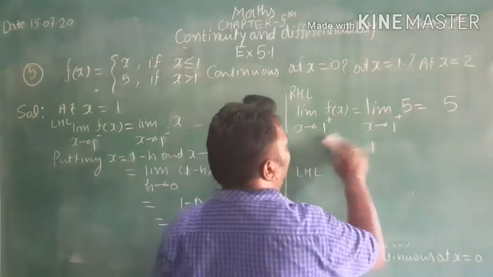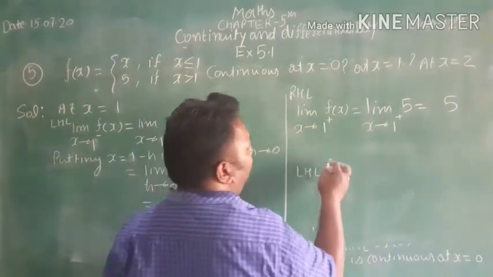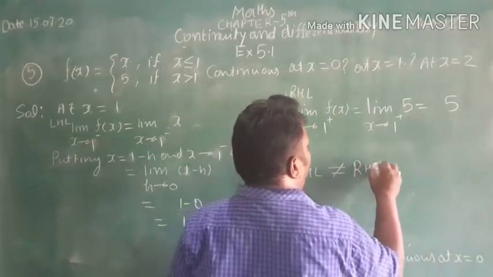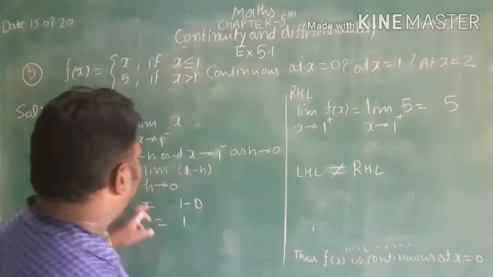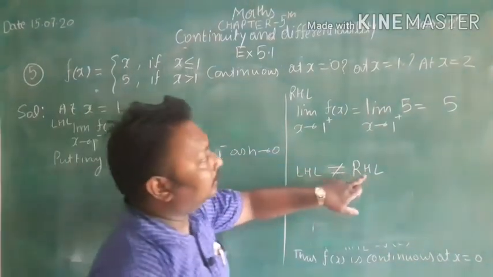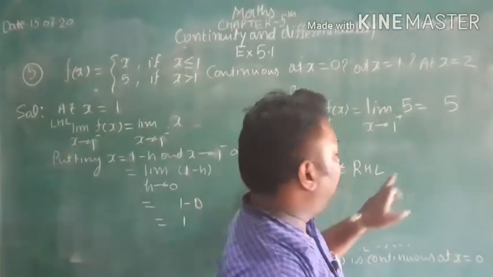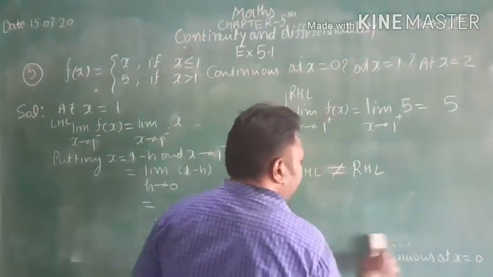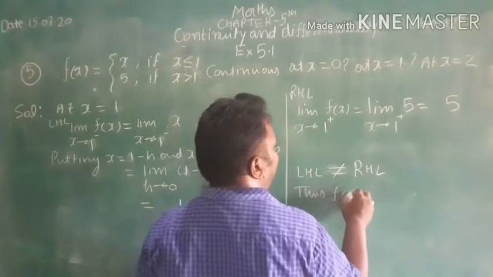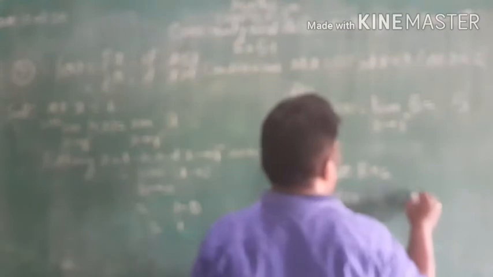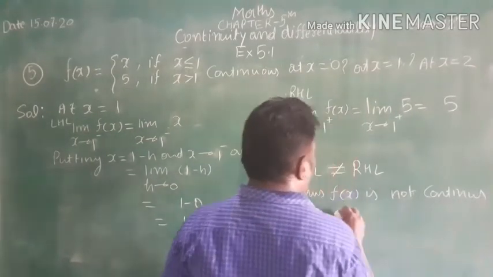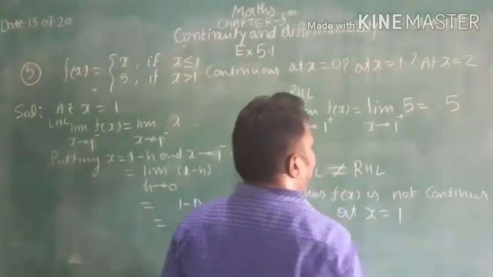So LHL, if LHL does not equal RHL, then we don't proceed. Write down LHL does not equal RHL, because value of the LHL is 1 and value of the RHL is 5. So LHL does not equal RHL, thus f(x) is not continuous at x = 1.